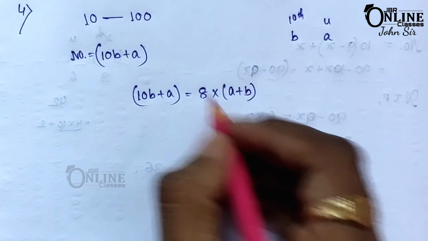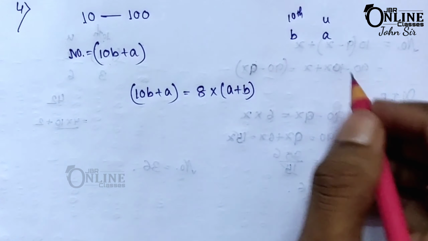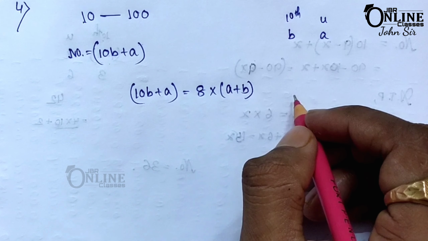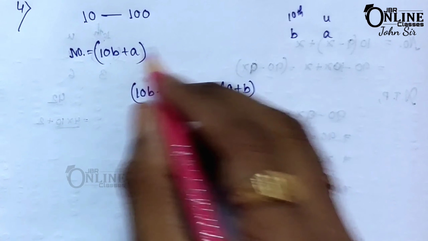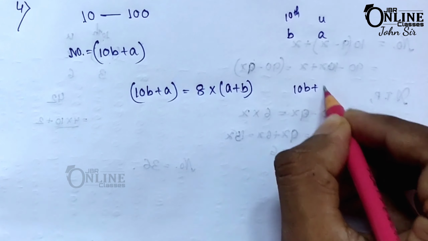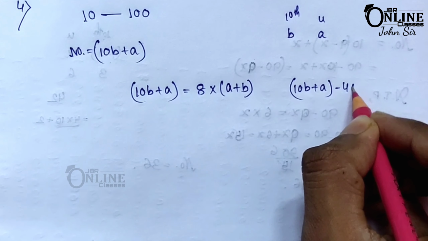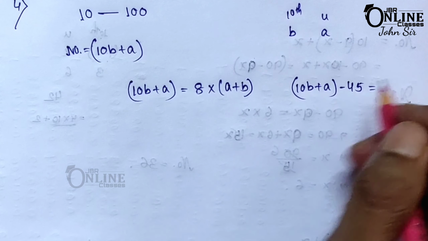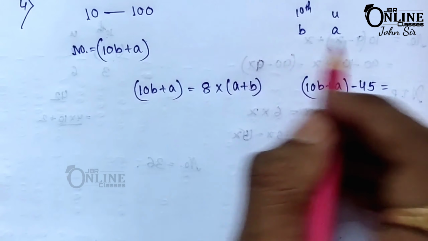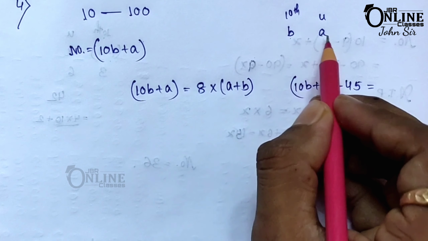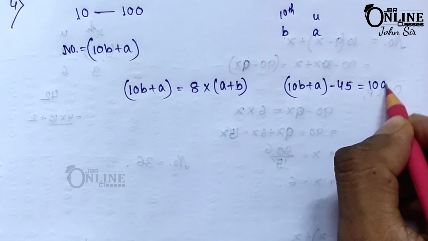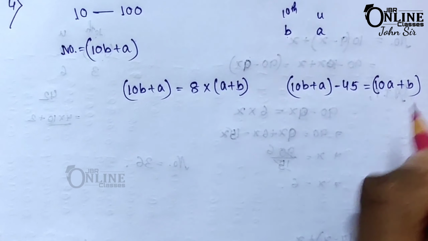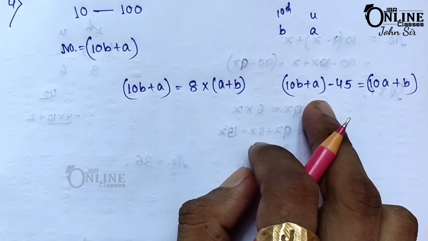Okay, this one. So this is the first condition, and the next condition is if 45 be subtracted from it, that means 10b plus a. If you subtract 45 from the number, then the digit will be reversed. Okay, reverse means, that means here a will be here and b will be there. Okay, so that means 10a plus b. Okay, so these are the two conditions.